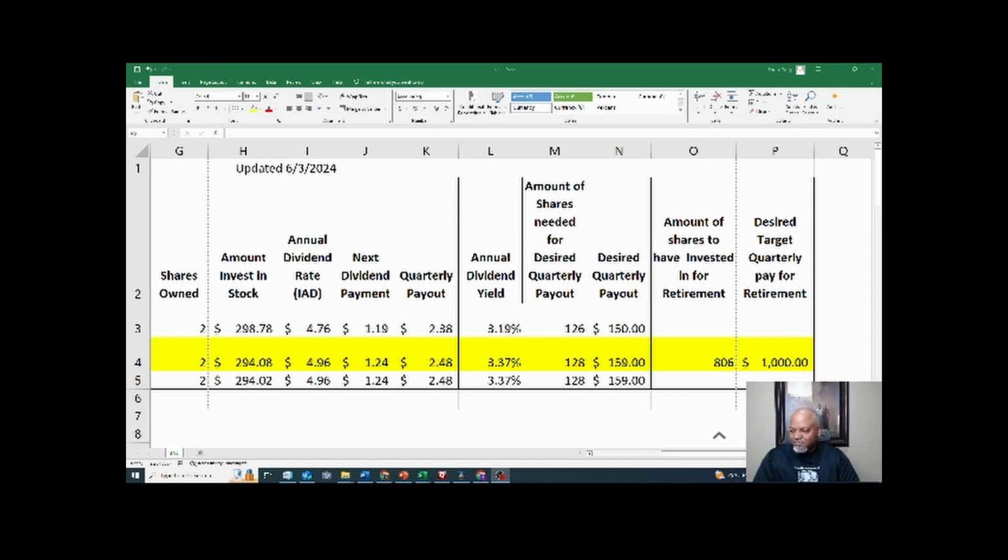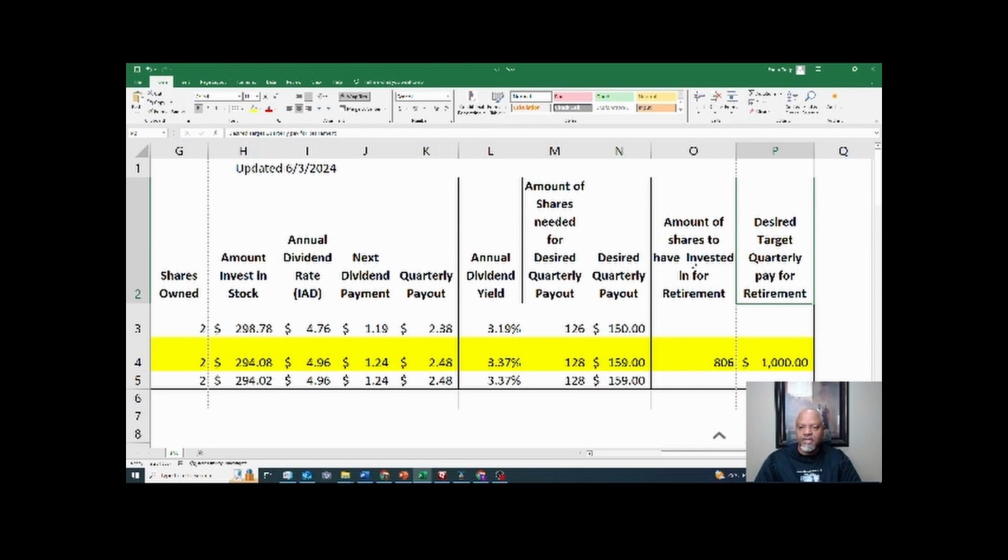Okay, so I had to pause my recording here so I could fill these in properly. I changed the name of this row as well as this row to amount of shares to have invested in for your retirement, and this one, desired target quarterly pay for retirement. I changed it from monthly to quarterly because I want to keep everything uniform, because if I change it to monthly, people get confused. We know this is a quarterly stock, so we'll keep everything quarterly, where it pays out quarterly.